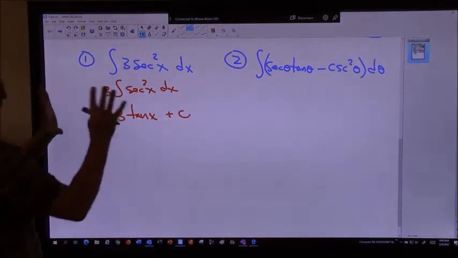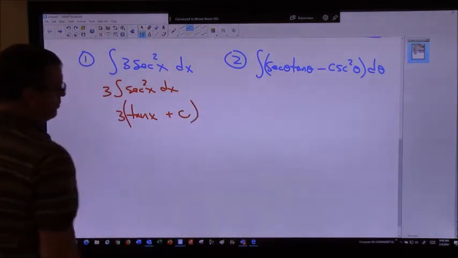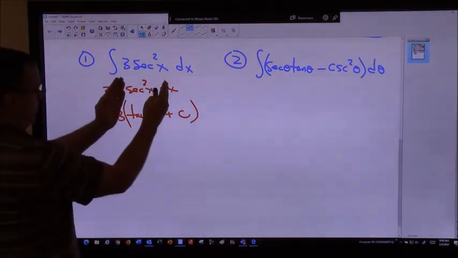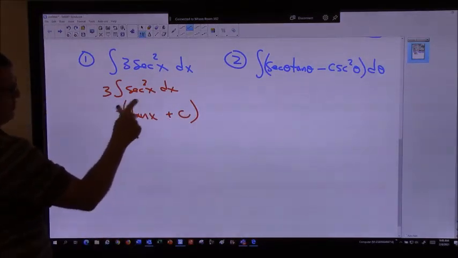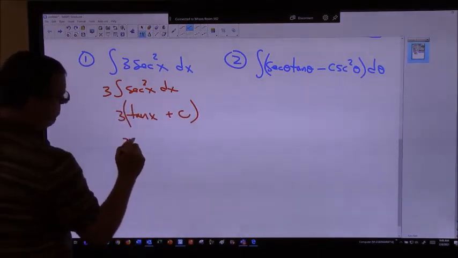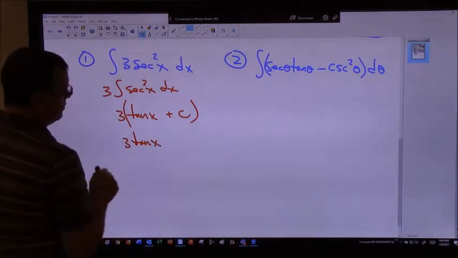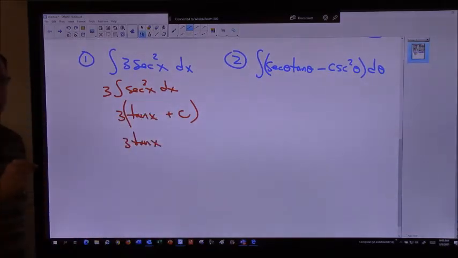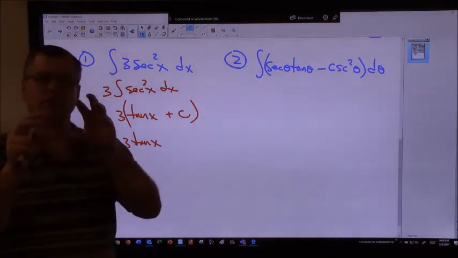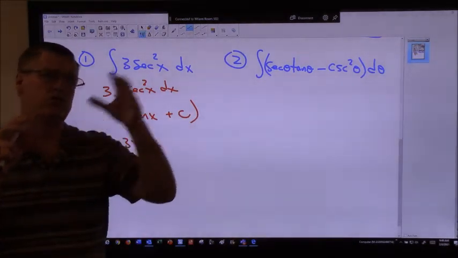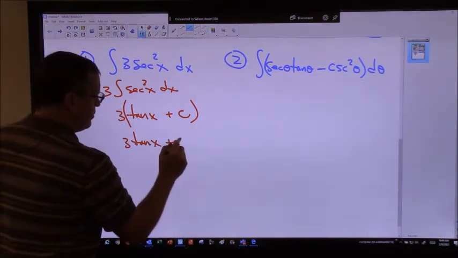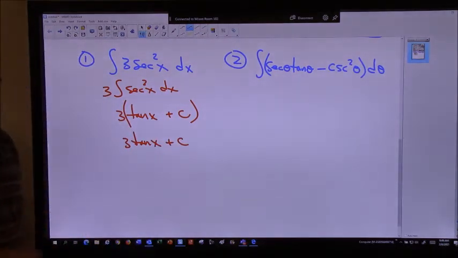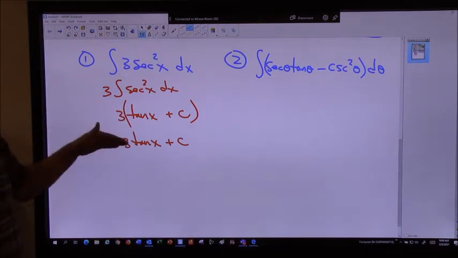So remember, technically, my answer should look like that, because the answer to the integral is a tangent of x plus c, and now I need to distribute that 3, so what I get is 3 tangent of x plus 3c. But see, 3 times some constant I don't know just equals some other constant that I don't know, and so I don't have to put 3c in there, I could just put c. So usually we just go straight to that, okay?